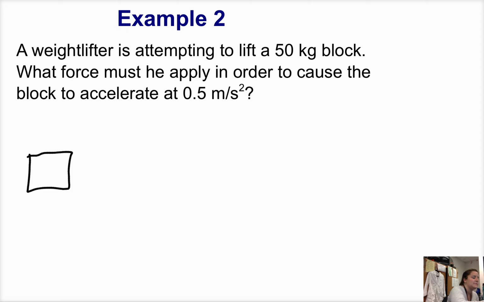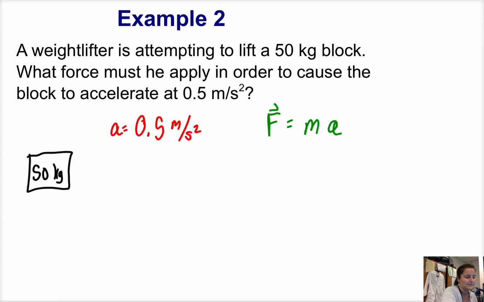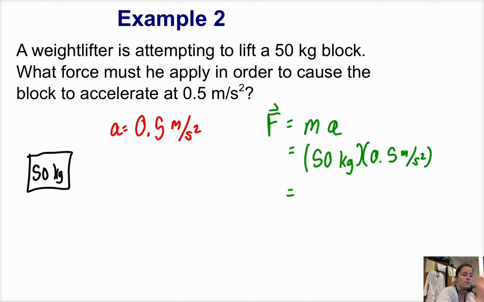So there is my block. It has a mass of 50 kilograms, okay? And we want it to accelerate at 0.5 meters per second squared. Something tempting to do here would be like, oh, that's easy. The force equals mass times acceleration. The mass is 50 kilograms. The acceleration that we want is 0.5 meters per second squared. We get 25 newtons. And to stop right there. Okay? That is a number that we do need to know, but it is not our answer.